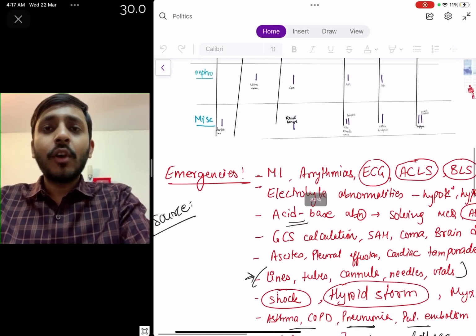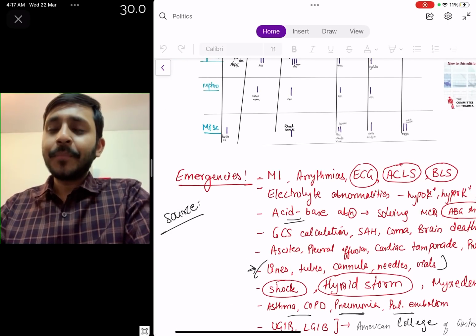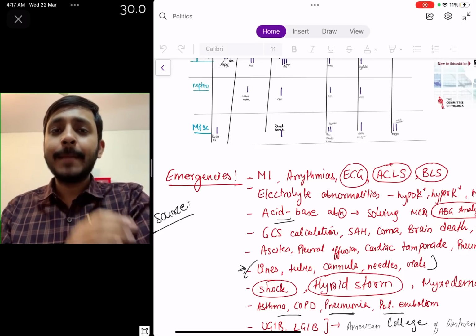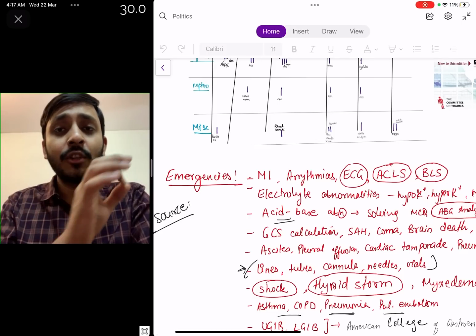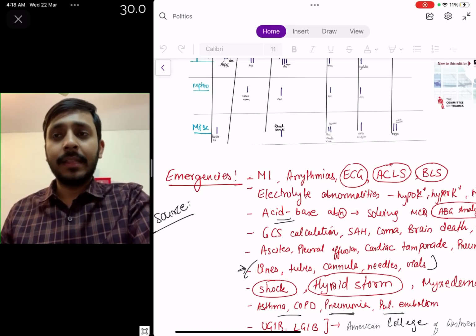So first of all, emergencies. AIIMS in medicine asks only emergencies. What are the emergencies? MI, super important, has been asked multiple times. Arrhythmias, ECG. ECG will definitely get 2 questions, one from diagnosis, other from management of arrhythmias.